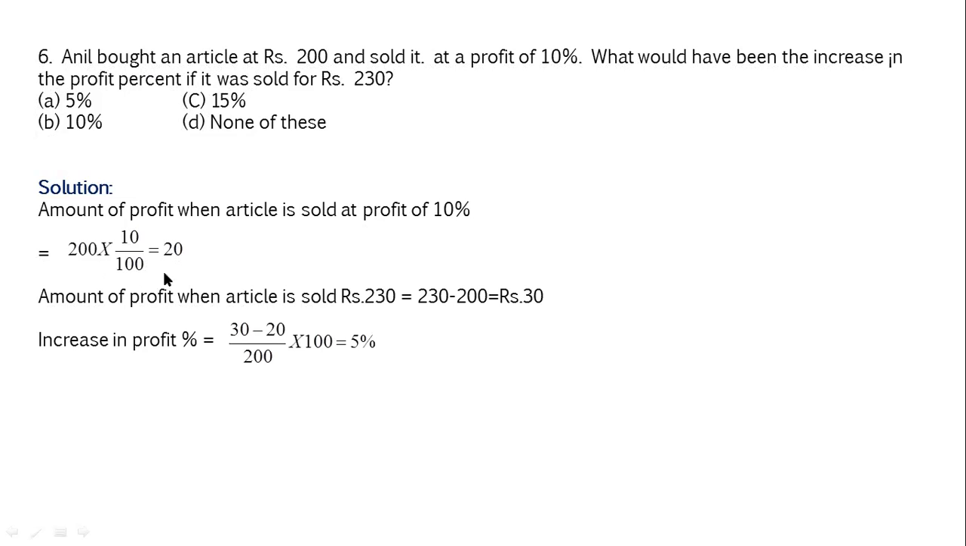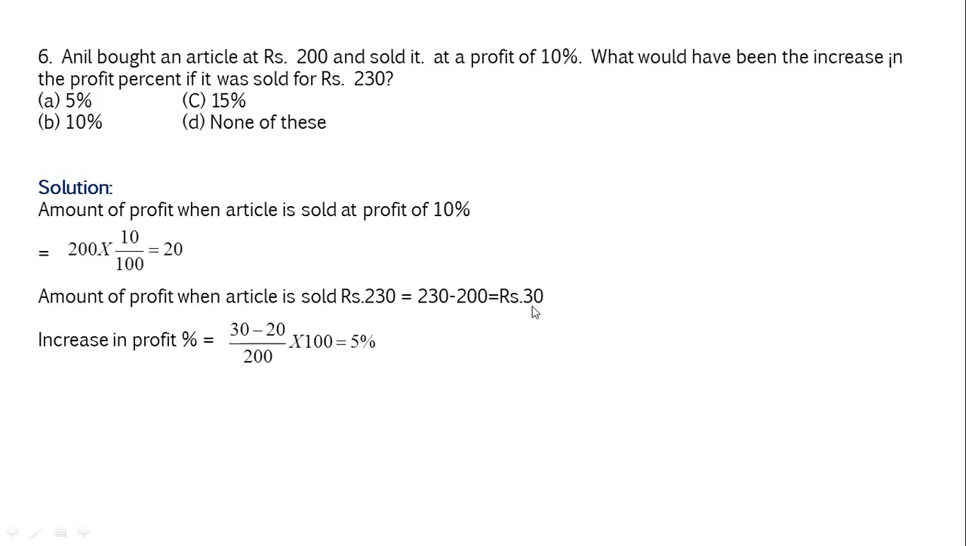It is obvious. Now, the amount of profit when the article is sold at 230. At what is he buying that article? 200. At what is he selling that article? 230. So profit will be rupees 30.